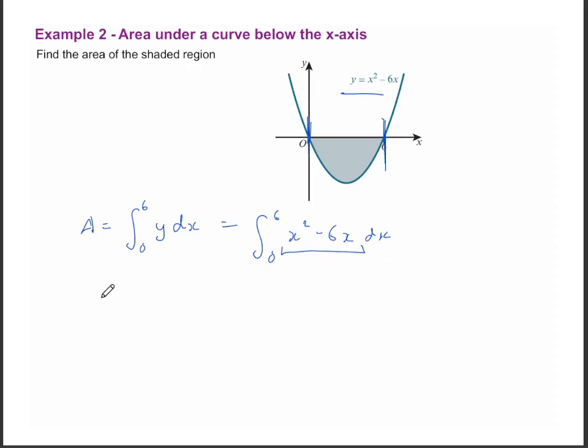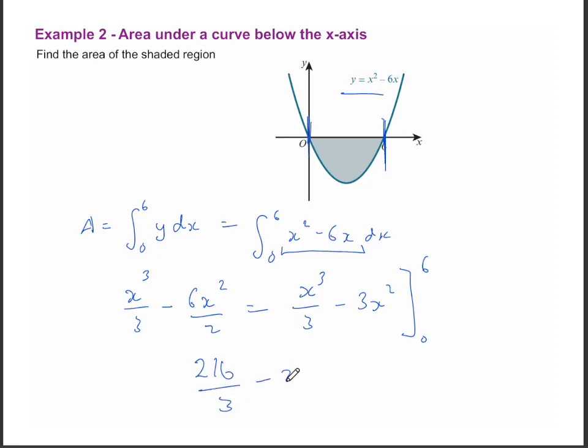Integrating this will give us x to the power 3 over 3 minus 6x squared over 2, which is just x cubed over 3 minus 3x squared. And then we apply our limits of 6 and 0. Applying 6 here will give us 6 cubed, which is 216, over 3 minus 3 times 6 squared. And then we subtract 0 cubed over 3, which is 0, minus 3 times 0 squared, which is also 0. And so we have this as our area.